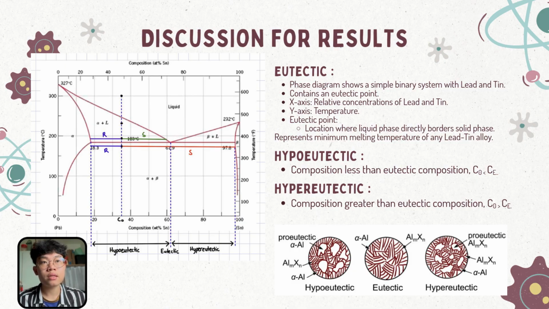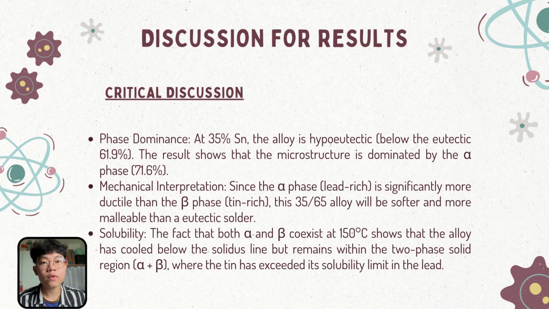Hypoeutectic means the composition is less than the eutectic composition, which is C0 less than CE, while hypereutectic shows that the composition is greater than the eutectic composition, C0 greater than CE. So for the critical discussion, for phase dominance at 35% Sn, the alloy is hypoeutectic, which is below the eutectic 61.9%. So the result shows that the microstructure is dominated by the alpha phase, which is 71.6%.